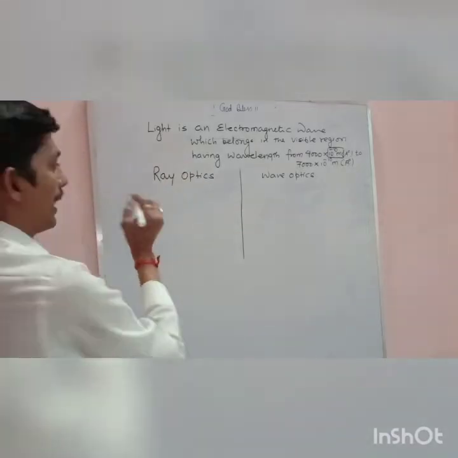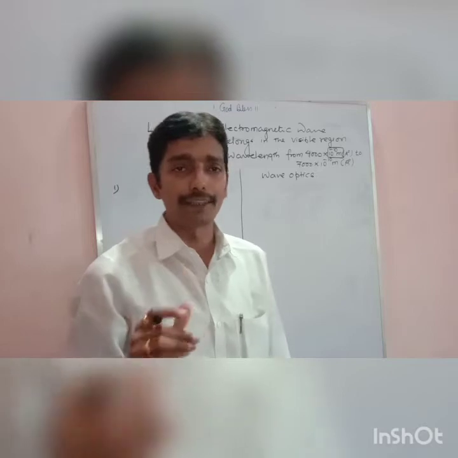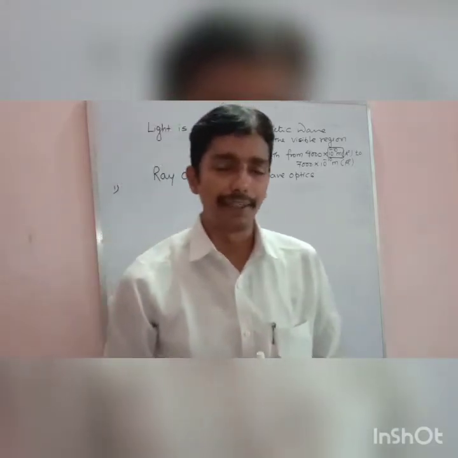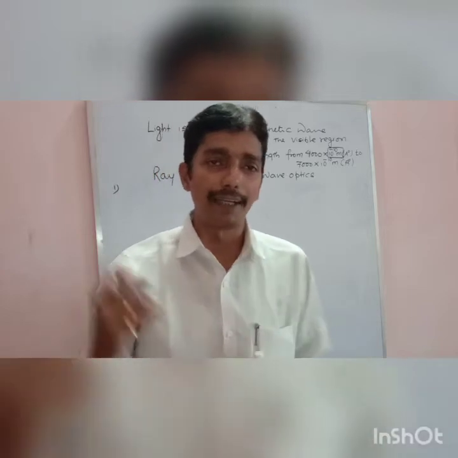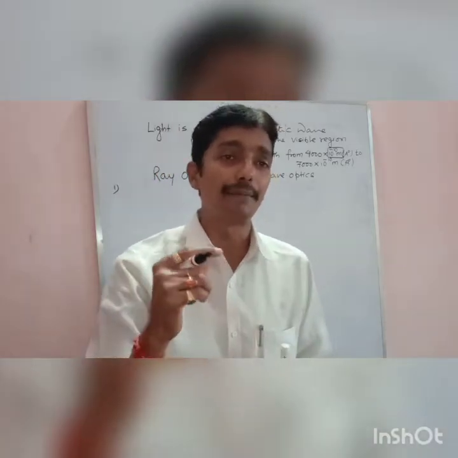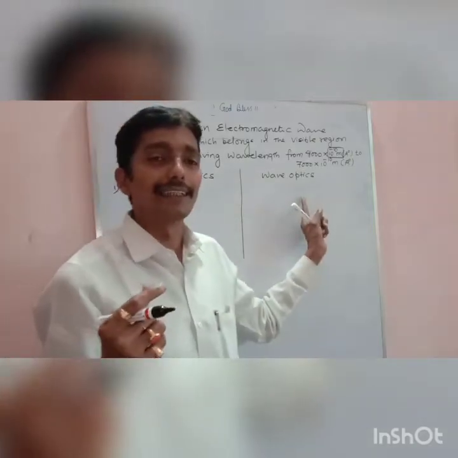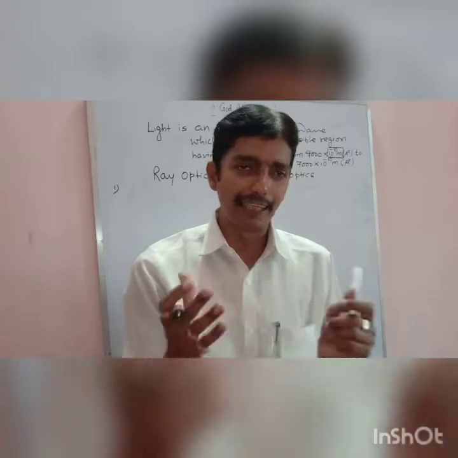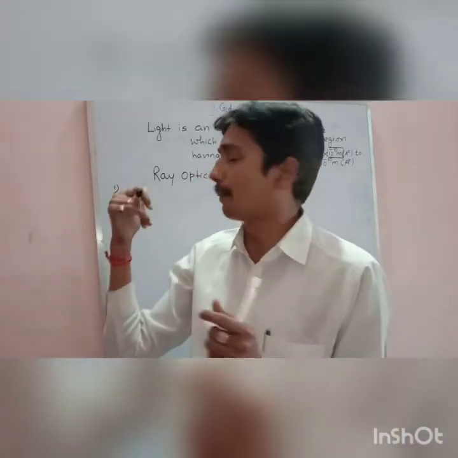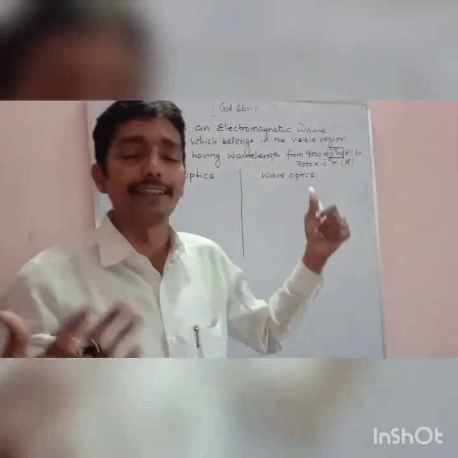Now in ray optics, as I said, we discuss light, right? Even in wave optics we discuss light, but in ray optics we are discussing light moving in a straight line, and here in wave optics we discuss that light has a wave nature. So we can write in the distinction that in ray optics the light is a straight line, but in wave optics the light is in the form of a wave.